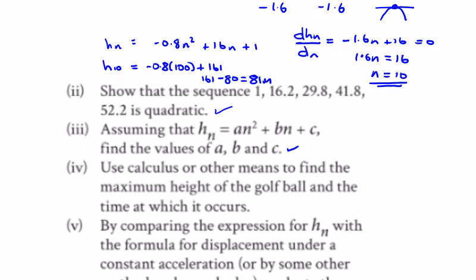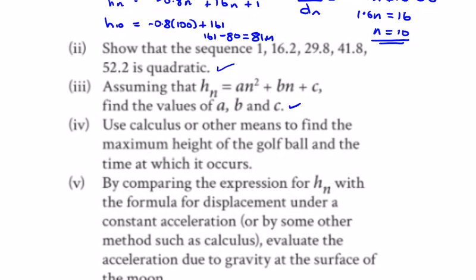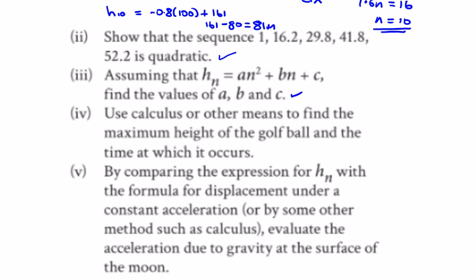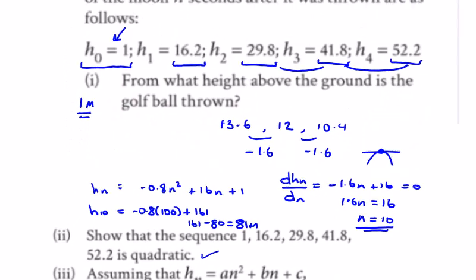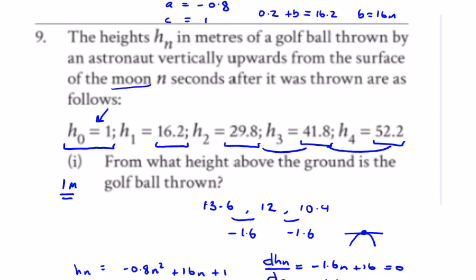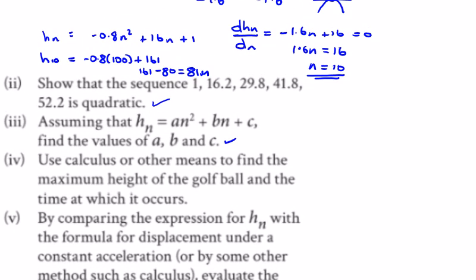And by comparing the expression for Hn with a formula for displacement under constant acceleration, or by some other method such as calculus, evaluate the acceleration due to gravity at the surface of the moon. Okay. This goes right back to the beginning of the question about the astronaut on the moon. Acceleration is d2y dx2, or in this case, d2hn, so d2h over dn2 is equal to, it's just going to be minus 1.6, acceleration ms to the minus 2 for the last part of this question.